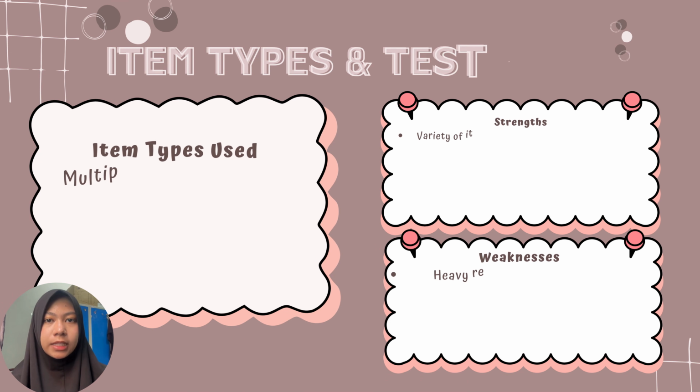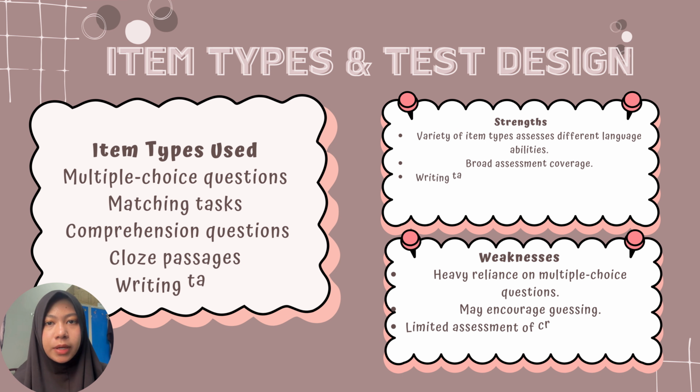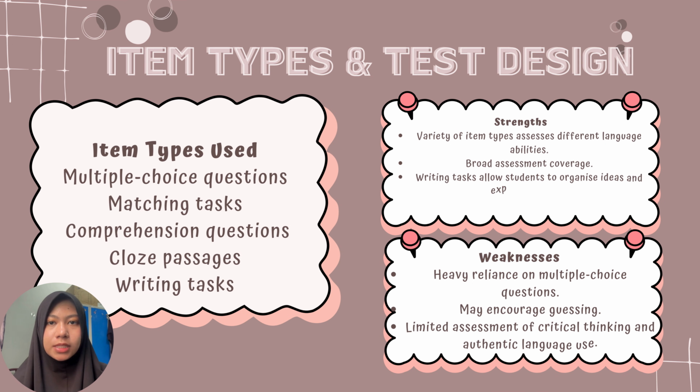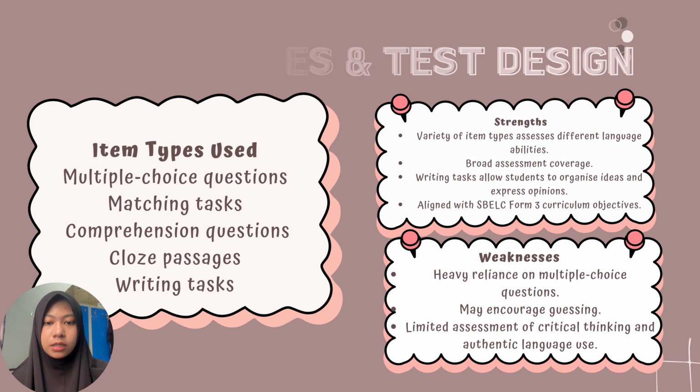Moving on, I will discuss the item types and design. The assessment uses various item types including multiple choice questions, matching tasks, comprehension questions, closed passage, and writing tasks. This variety allows students to demonstrate different language abilities and provides broader assessment coverage. The writing tasks also encourage students to organize ideas and express opinions, which aligns with the curriculum objective. However, the heavy use of multiple choice questions may encourage guessing and provide limited opportunities for authentic language use. Overall, the examination has a well-structured test designed with a good variety of item types.